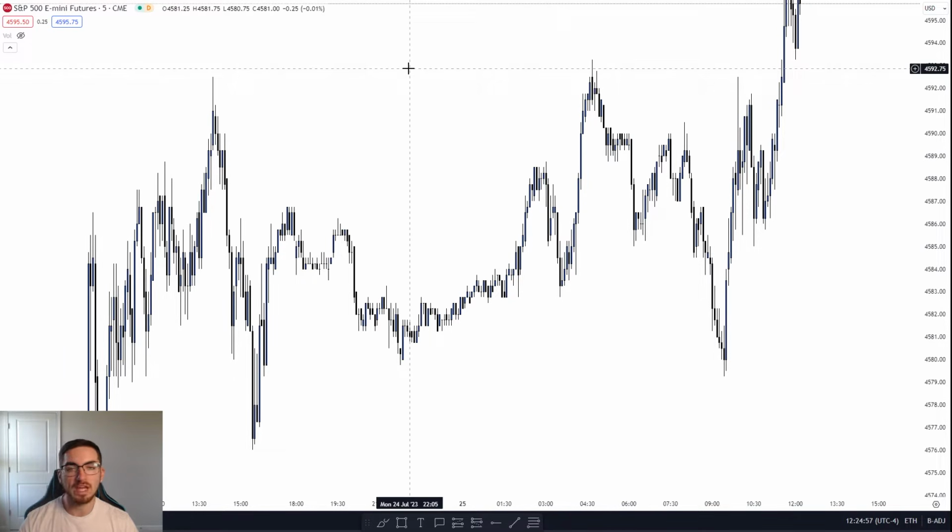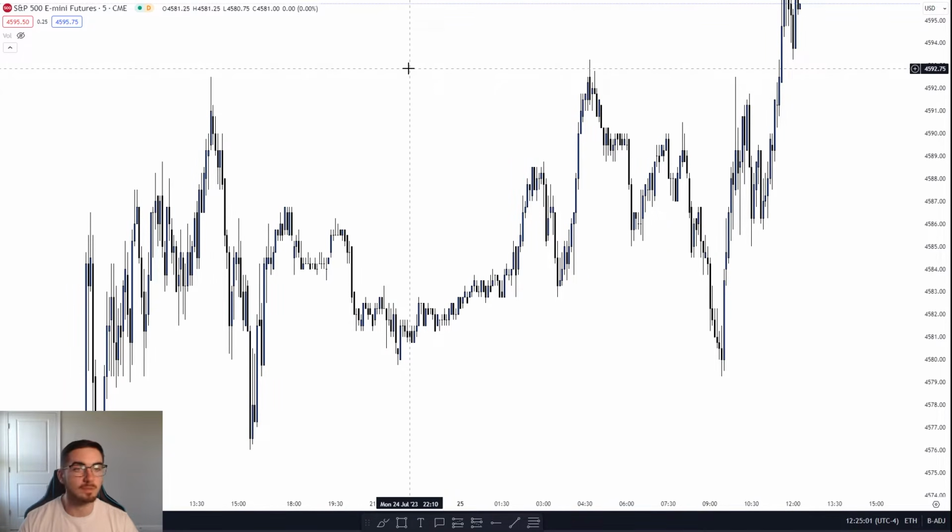Now, there's many different ways that you can identify liquidity, some of them being previous highs, previous lows, support and resistance, session lows, session highs, overnight lows, and there's so many different ways that you can identify where these liquidity zones would be. So let me show you a few examples on this chart right here. That way it can help paint a picture on how you can identify liquidity.